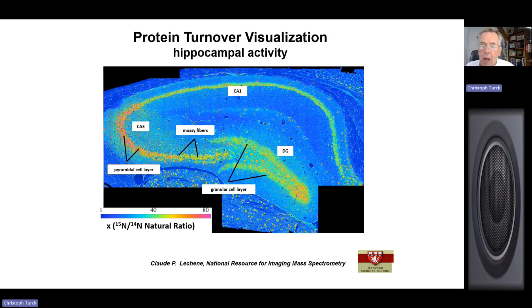You can make out different regions, subregions of the hippocampus here. And the blue signal is part of the hippocampus that has very little label incorporation. This is again from mice that were labeled and fed with 15N diet. And here the CA3 subregion has quite a bit of red signal, indicating that there's something happening in terms of protein turnover, a more active region of the hippocampus.